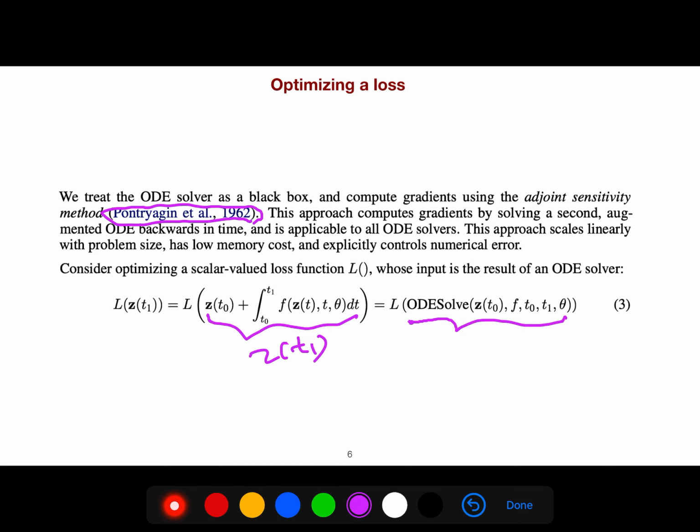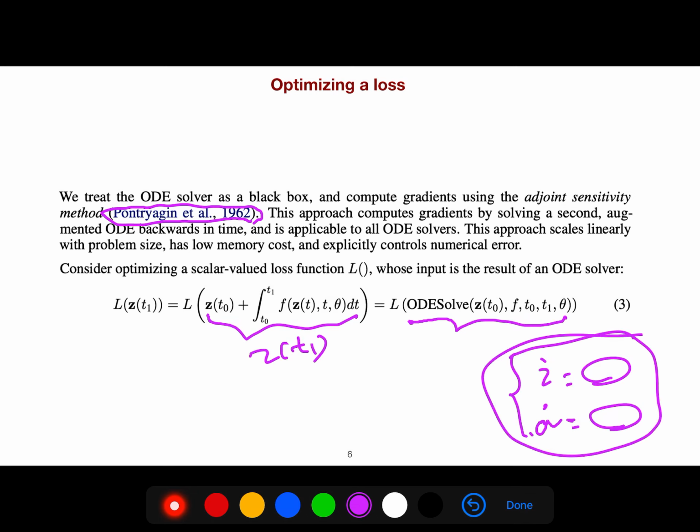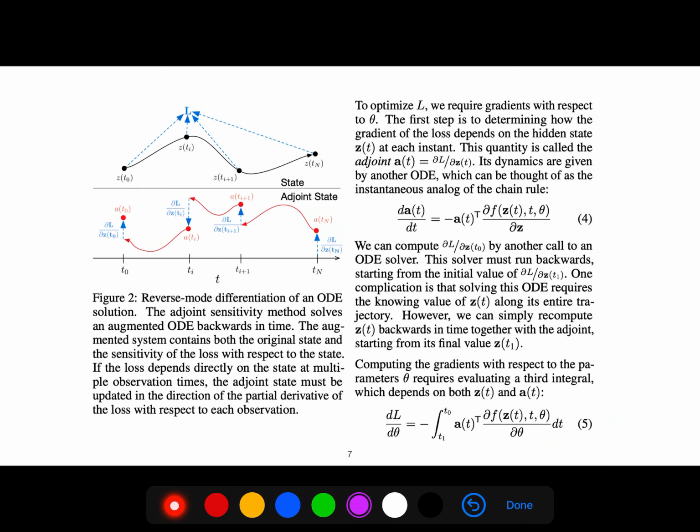This approach computes gradients by solving a second, augmented ODE. So we have a differential equation, and we also have an augmented A. A is the augmented differential. If we couple them together, this becomes an augmented system. If you solve this, then you can deal with this loss and also with this gradient much more easily, and you will see how it works. So to optimize L, we require gradients with respect to theta.